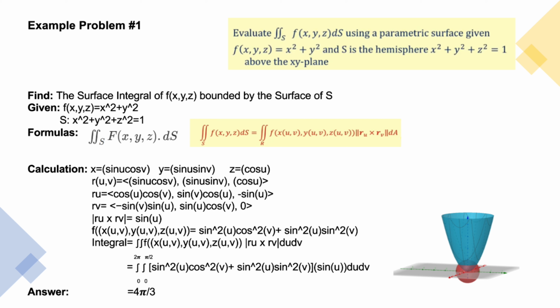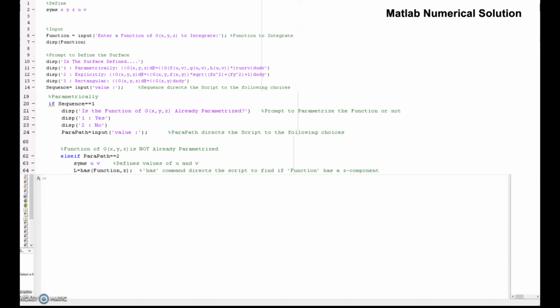Substituting r of u and v into the function f of x, y, and z, we can now plug it into the surface integral. Given a surface S, the hemisphere x squared plus y squared plus z squared equals 1, we get the region of 0 to pi over 2 for u, and 0 to 2 pi for v. Completing the surface integral, we get 4 pi over 3.